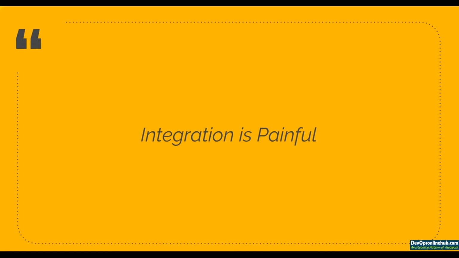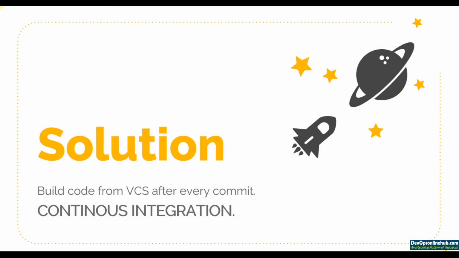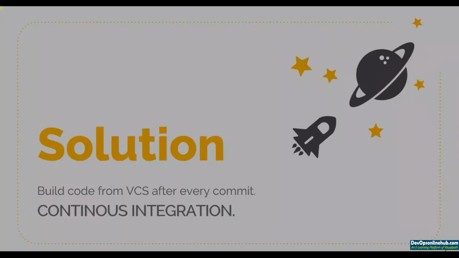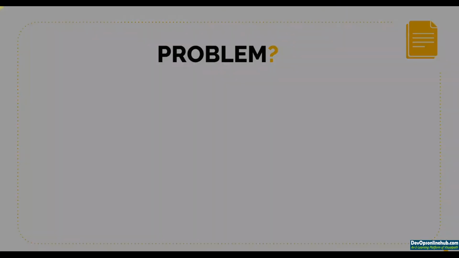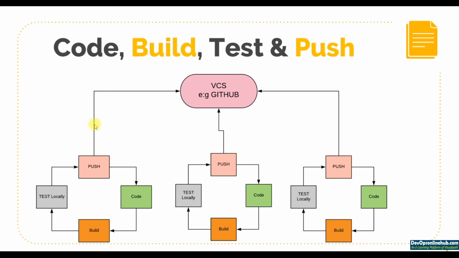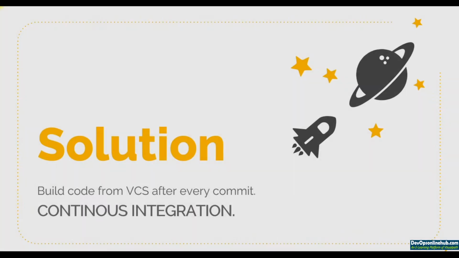But there is a very simple solution to this. We build the code every time there is a commit. A developer makes a commit to a version control system. As the commit is done, at the same time we should have some tool that can fetch all that collected code, build it, test it again, and then report it back to the developer. That process is called the continuous integration process.